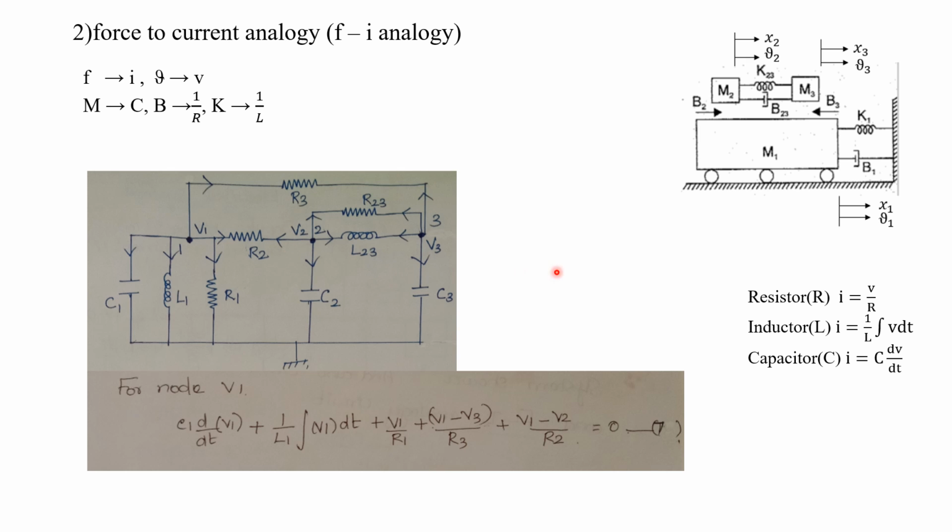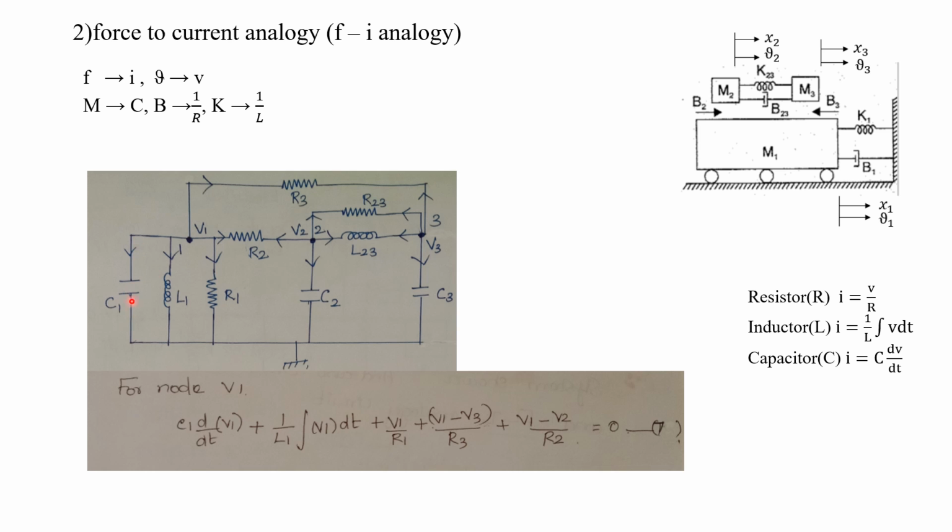Now we are going to write the equation by applying Kirchhoff's current law. For this node 1, we are going to apply Kirchhoff's current law. So what is Kirchhoff's current law? The sum of the incoming currents will be equal to the sum of the outgoing currents. Here none are incoming currents, all the currents are outgoing currents. So now we have to sum all the outgoing currents. We can start from here.